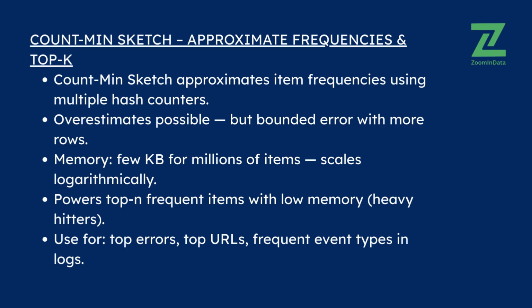This powers approximate top N frequent items, heavy hitters detection with low memory. Use count-min sketch for top errors per service, top requested URLs, most frequent event types in high-volume logs. When you need the top 10 most common, without exactness, count-min sketch gives fast, memory-efficient answers on massive streams.